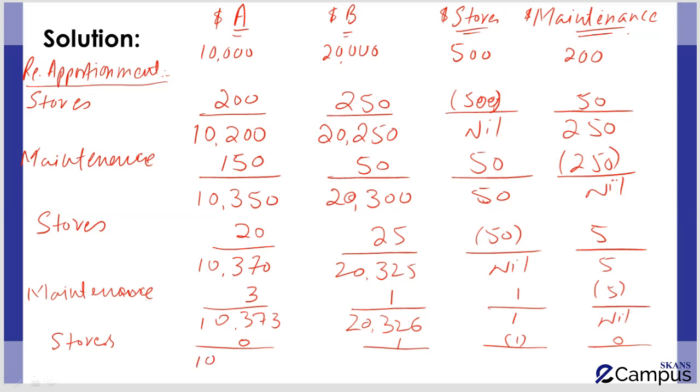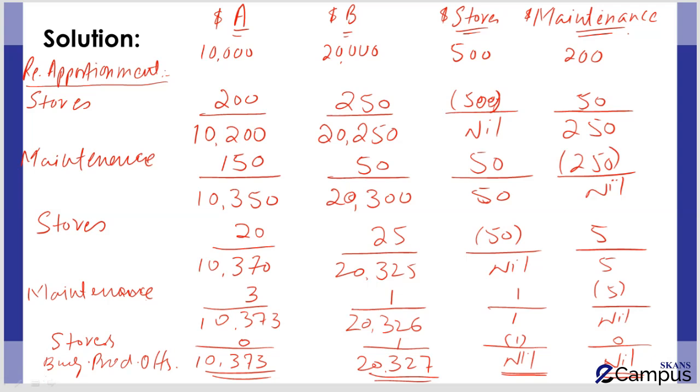After this, we will get 10,373, 20,327, stores balance nil, maintenance balance nil. So this balance will be called budgeted production overheads. This is how we reapportion the service centers' balance to production departments.